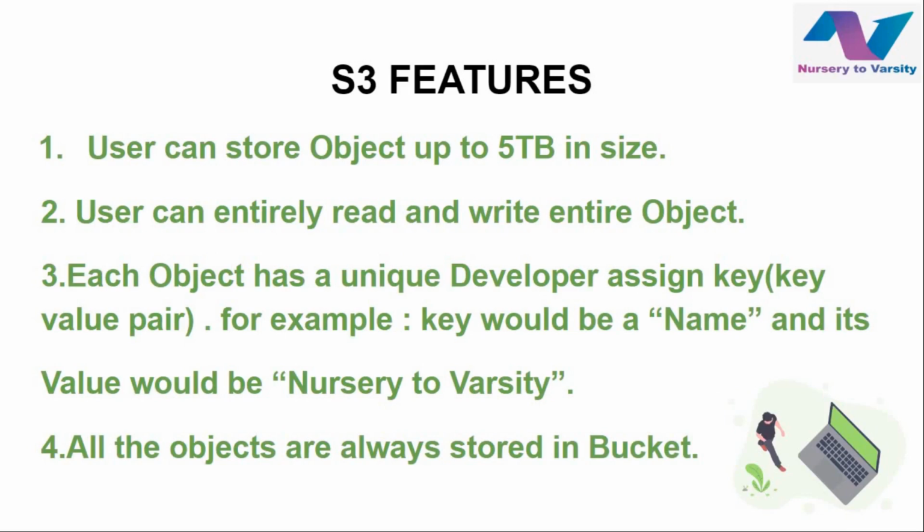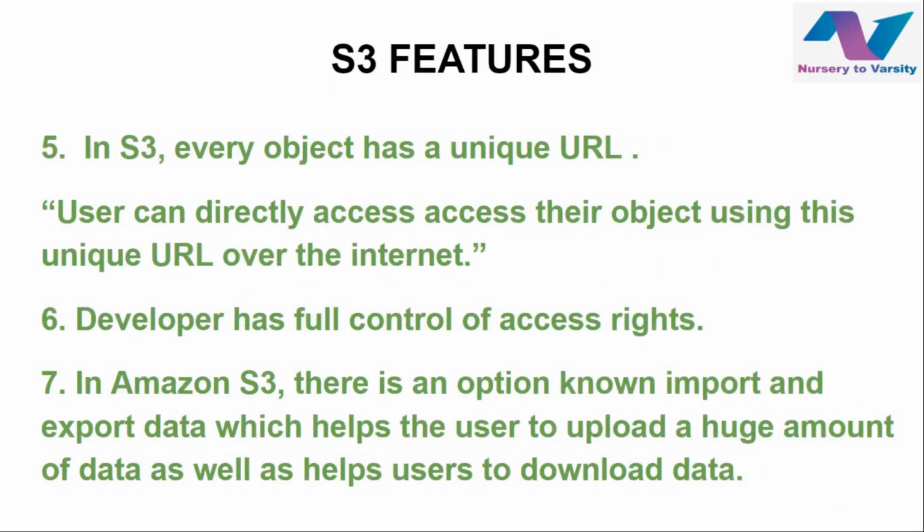Now let's talk about some S3 features. A user can store an object up to 5 terabytes in size. A user can read and write the entire object. Each object has a unique developer-assigned key-value pair. For example, the key would be a name and its value would be Nursery to Varsity. All the objects are always stored in a bucket. In S3, every object has a unique URL. A user can directly access their object using this unique URL over the internet.